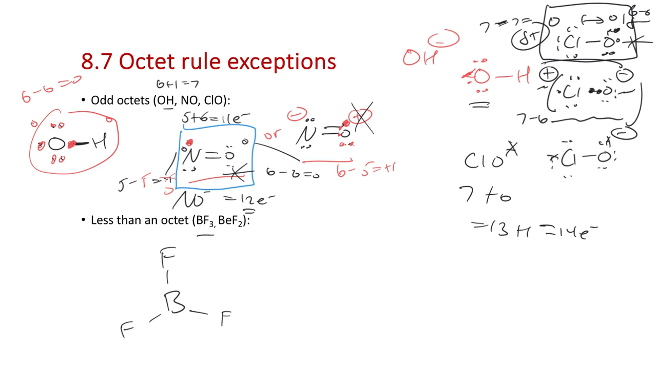We can double check our count here in a second. So boron should have 3 valence electrons, or boron does have 3 valence electrons. 3 times 7 for the fluorines, that's 24 total electrons that we need to show in our Lewis structure. So we go with this Lewis structure here with 3 single bonds.